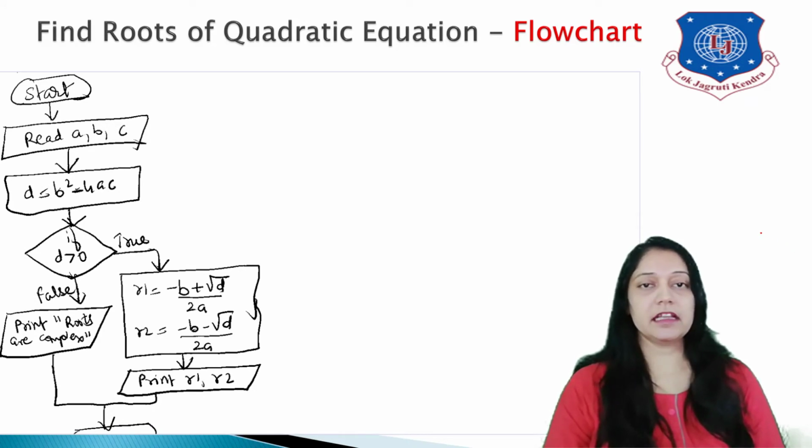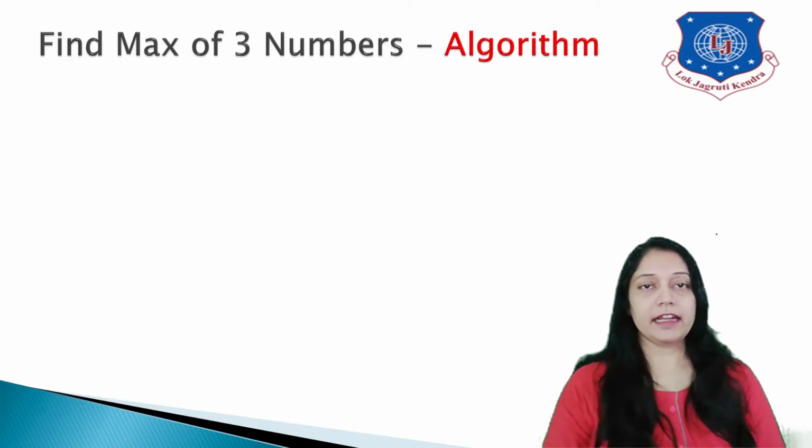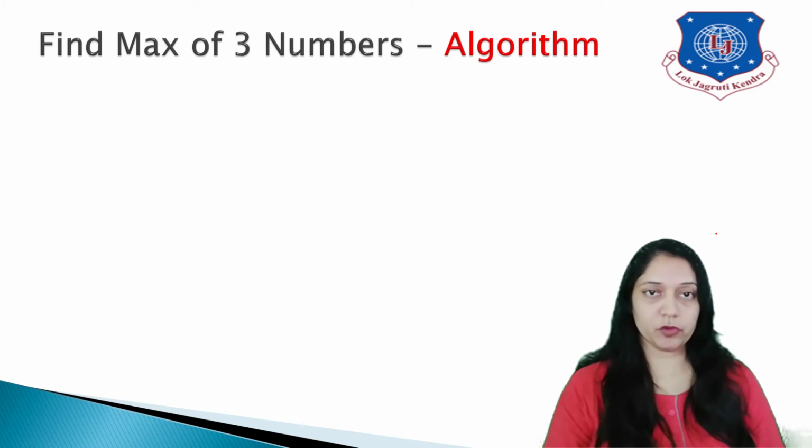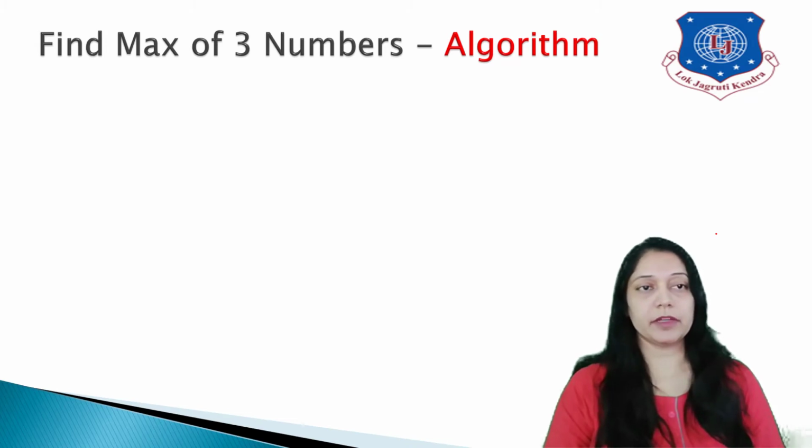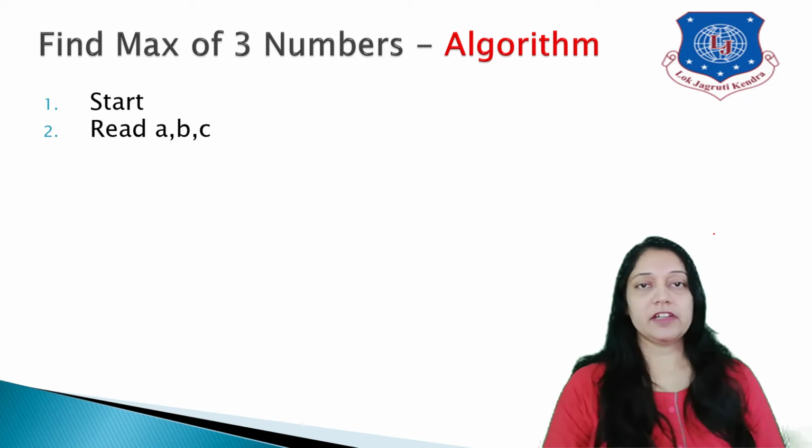Okay, so we've seen how to write down the algorithm and how to draw the flowchart of roots of an equation. Let's come to the next one, that is finding out the maximum of 3 numbers. So we are going to input 3 numbers and find out which number is the greatest or the maximum number. So the first is start. Second is, we'll read the three numbers. It is read A, B and C.